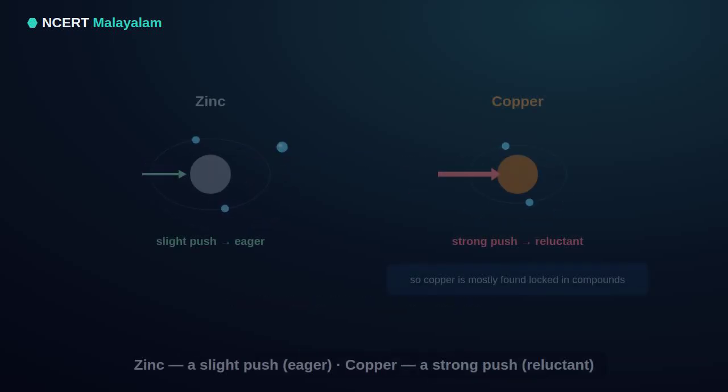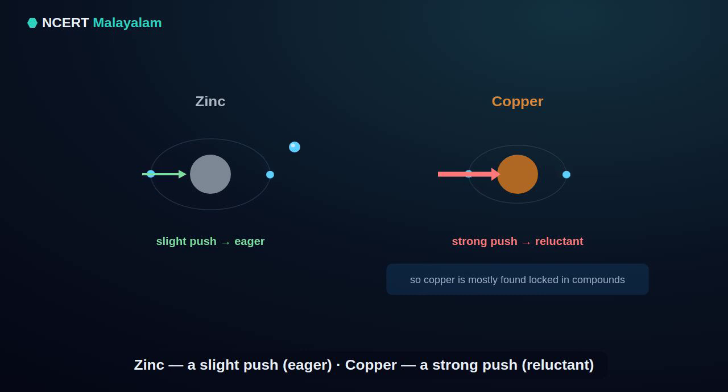Zinc sheds an electron with only a slight push, so zinc is more reactive. Copper sheds an electron only when given a strong push, so copper is less reactive, and that is why copper is mostly found locked inside compounds like copper sulfate as an ion.